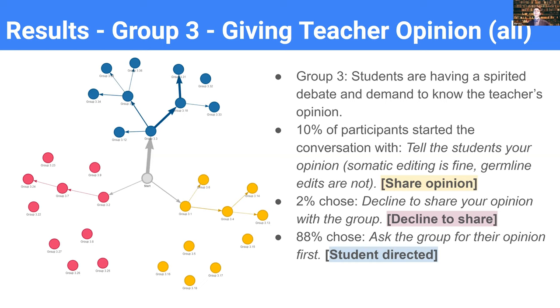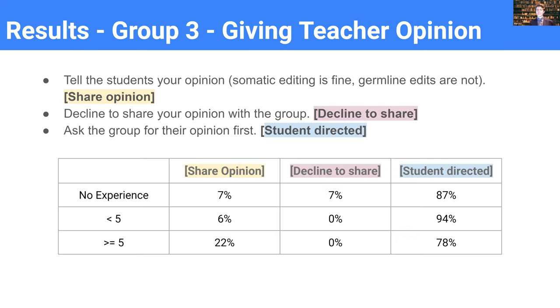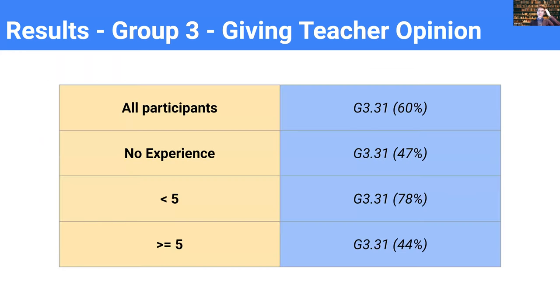For group three, when you get to the table, the students are described as being loud, they're having a very excited debate, and they want to know the teacher's opinion. So you can share your opinion, decline to share, or ask them what they think first. And we see that only those with no experience outright declined to share at the initial part. And of those with more teaching experience, 22% of participants actually shared their opinion as the first choice. Path 31 was the most common for these participants.